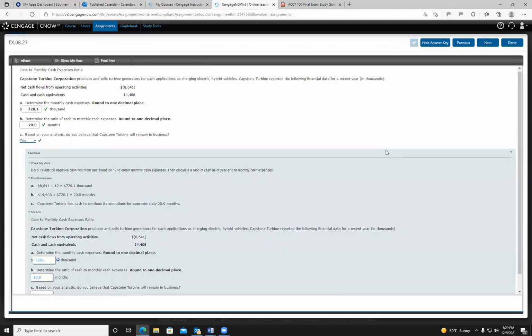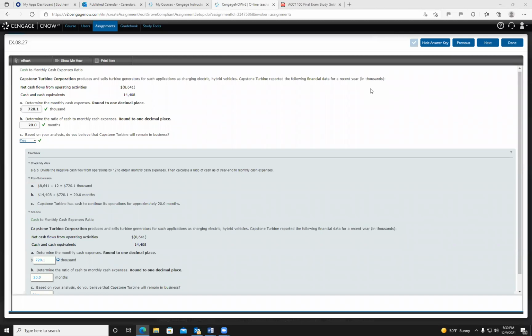All right, and this is the last problem. This last problem we're going to go over is a financial statement analysis, where we are doing our cash to monthly cash expense ratio. We have Capstone Turbine Corporation, which produces and sells turbine generators. Capstone Turbine reported the following financial data for the recent year.